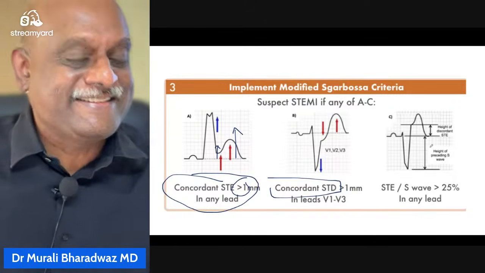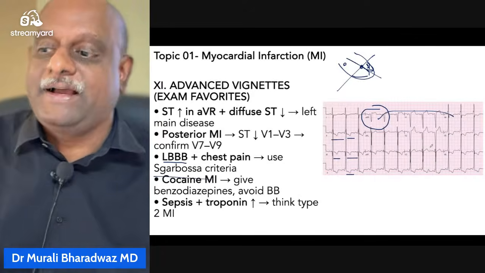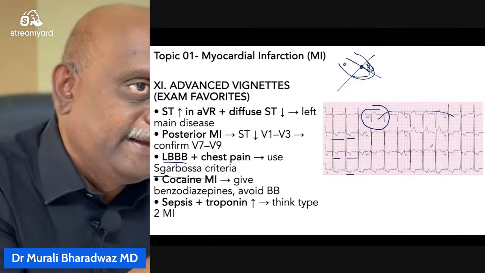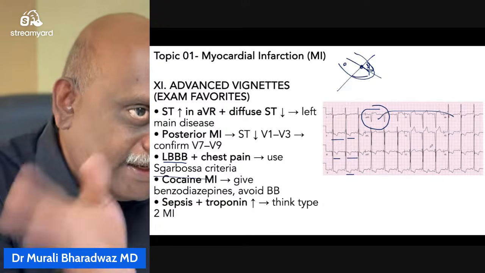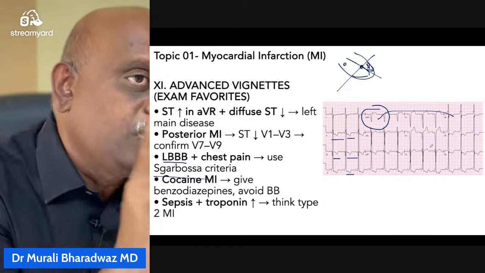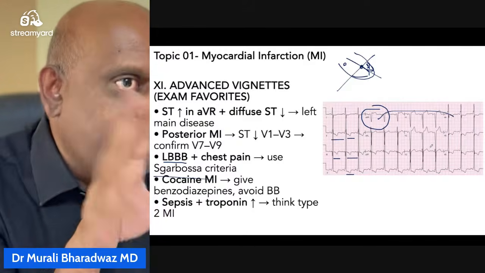They're all cardiologists now. So what I'm telling you is Sgarbossa criteria. Where will you use that? Whenever there is an LBBB and you can't interpret the ST segment changes, you need to look for the concordance and be sure there is an MI.